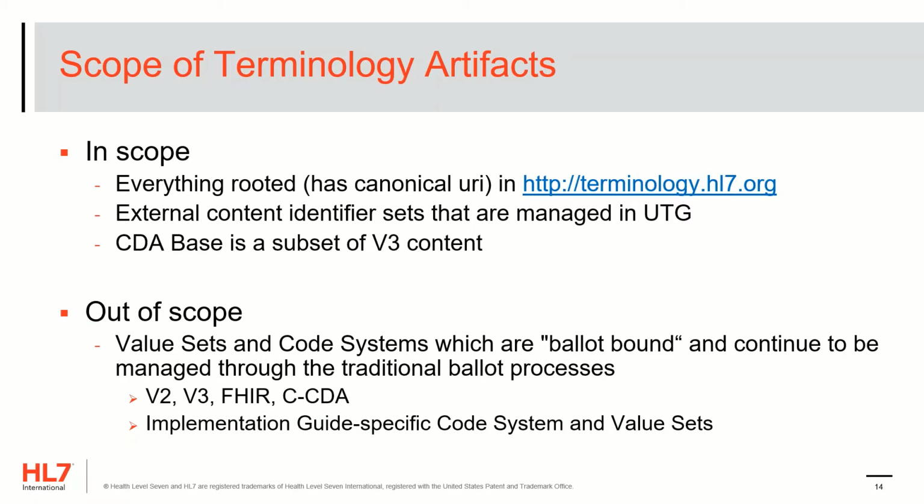While UTG maintains the majority of HL7 content, there are some HL7 artifacts whose changes are not maintained by UTG. These include both code systems and value sets that are ballot-bound and will continue to be managed through the traditional ballot processes, including many artifacts from v2, v3, FHIR, and CCDA. UTG does not maintain many implementation guide-specific code systems and value sets.